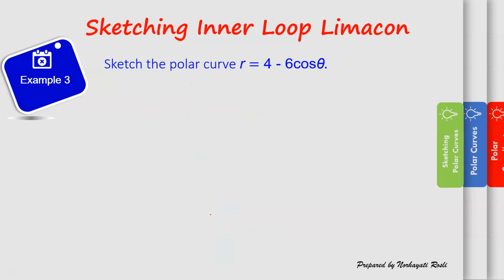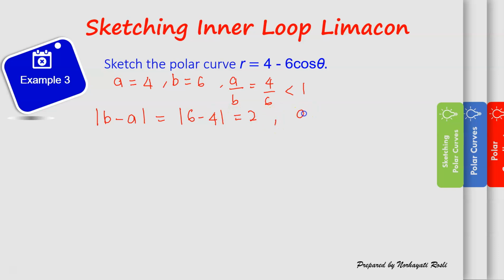And then we go to example 3. The question asks us to sketch the polar curve of r equals 4 minus 6 cos theta. In this case, again, we check the A and B values. A is 4, B is equal to 6. So A over B in this case is 4 over 6, which is less than 1. Now we have to compute the absolute value of B minus A, that is the absolute value of 6 minus 4, equal to 2. And then A plus B equals 4 plus 6, which is equal to 10.